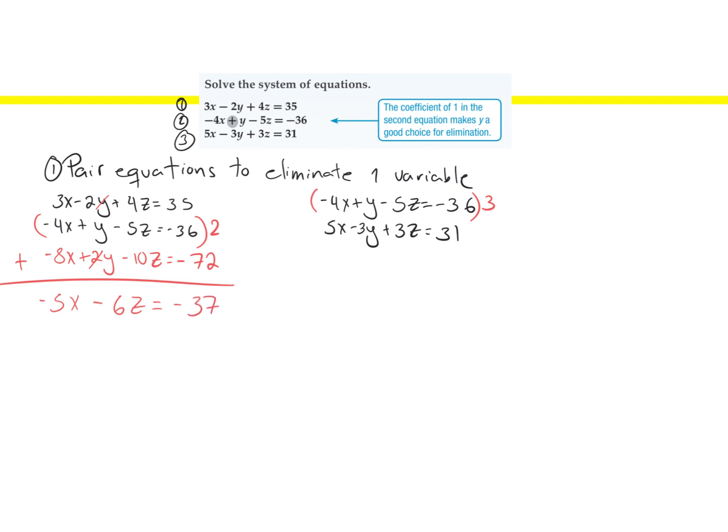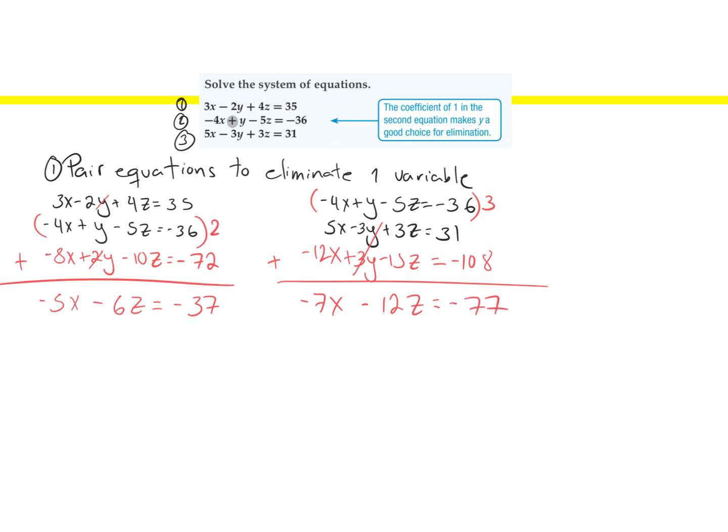Now I'm going to go ahead and rewrite this. So it's going to be 12x plus 3y minus 15z equals, now 36 times 3 is going to be negative 108. Can go ahead and add. So we're going to do 12 and 5, one positive, one negative. It's going to give us negative 7x. The y's will cancel out. And then we have 15 and 3. It's going to give us negative 12z. And then we have negative 108 plus 31. So it's going to be negative 77.